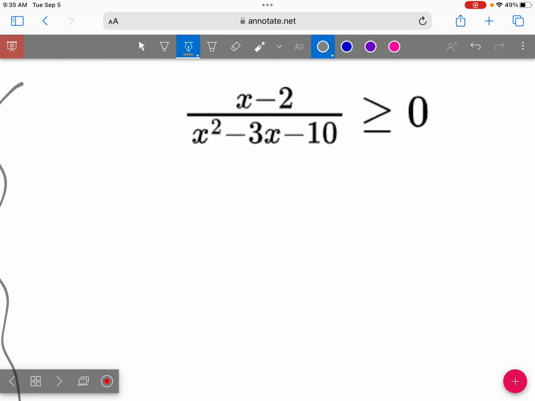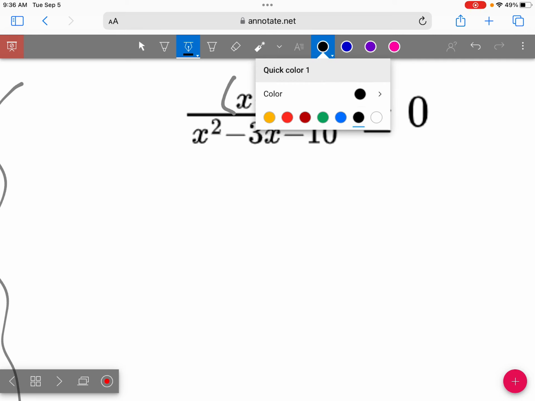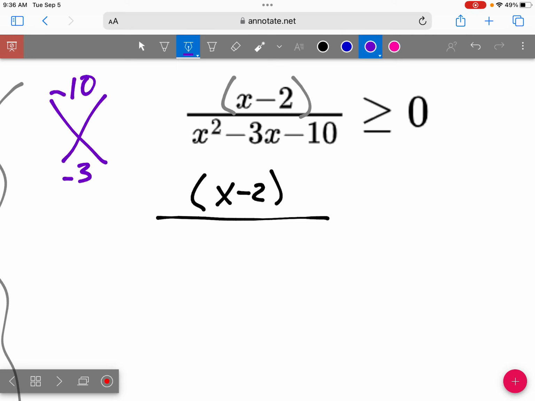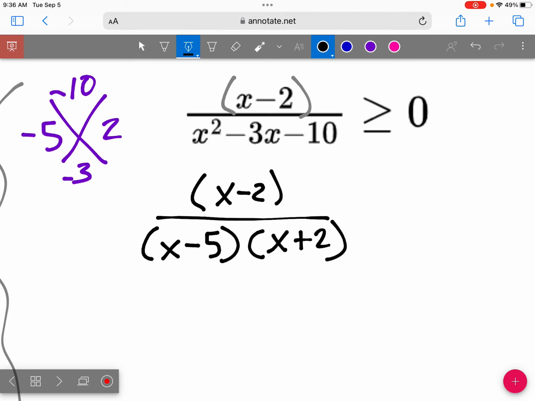So let's look at our next one. We have x minus 2 over x squared minus 3x minus 10. Our numerator is already a factored piece. We need to factor the denominator. So we have x minus 2 over... -5 and positive 2. So our factored form is x minus 5, x plus 2. And we want to know when this is greater than or equal to 0.